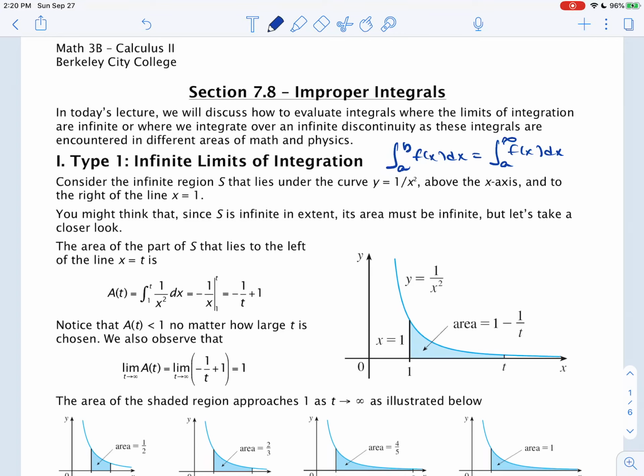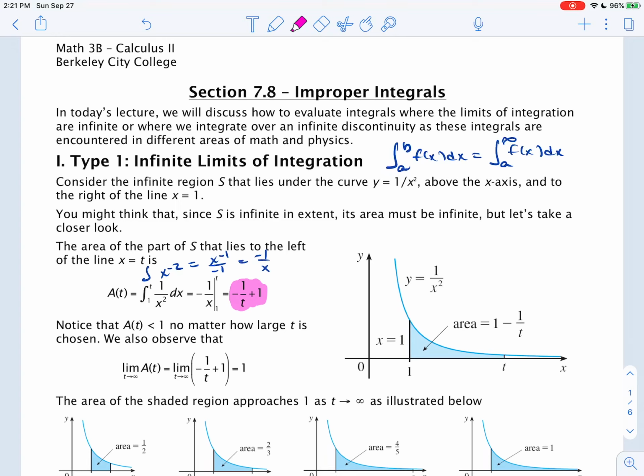So let's first consider, for example, the integral of 1 over x squared from 1 to t. So t is just some random finite number. If we integrate 1 over x squared, that would be x to the negative 2, which integrates to x to the minus 1 over minus 1, which would be minus 1 over x. And if we did the fundamental theorem of calculus from 1 to t, we would get minus 1 over t minus minus 1, which is plus 1.